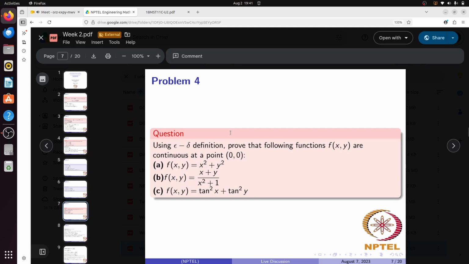Using the epsilon delta definition, prove that the following functions f(x,y) are continuous at the point (0,0): f(x,y) equal to x squared plus y squared, and f(x,y) equal to (x plus y) by (x squared plus 1) by tan squared x plus tan squared y.